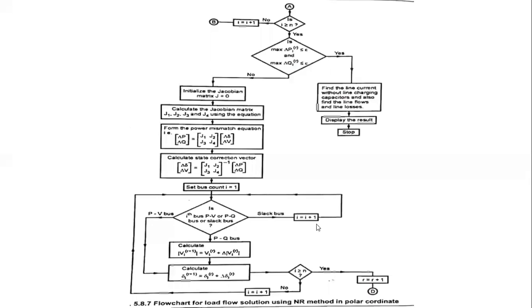Then again, if it is a slack bus, I is equal to I plus 1, and it will go back. Then calculate the VI of R plus 1 equal to VI of R plus delta delta of R. Next, calculate the delta value also for the rth iteration. Then, I is greater than or equal to N. If this condition is satisfied, then R is equal to R plus 1.